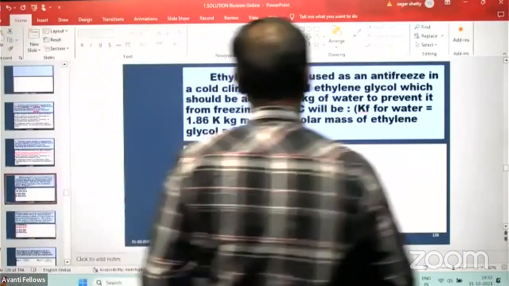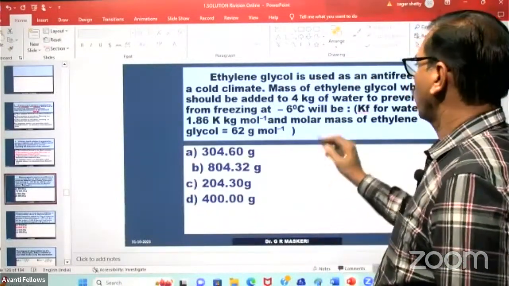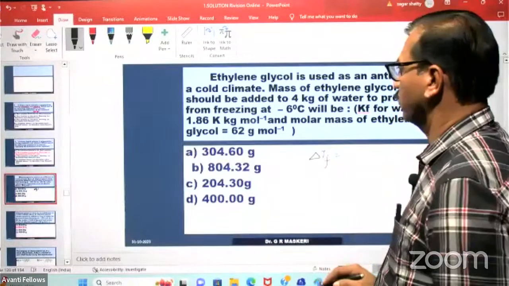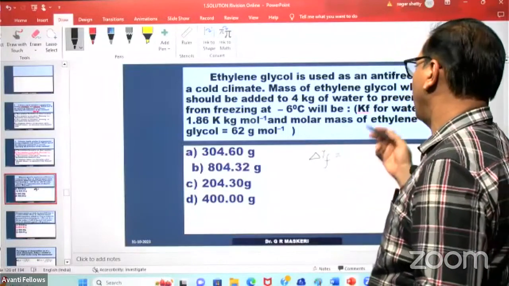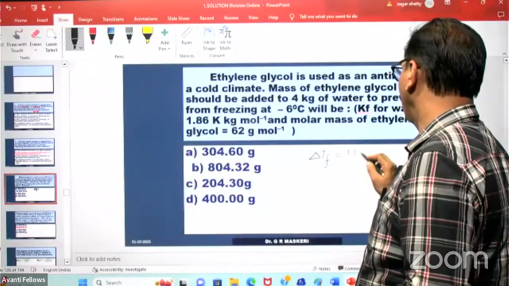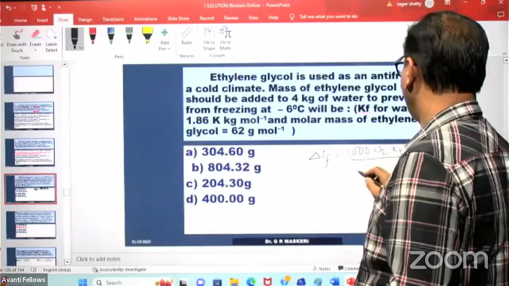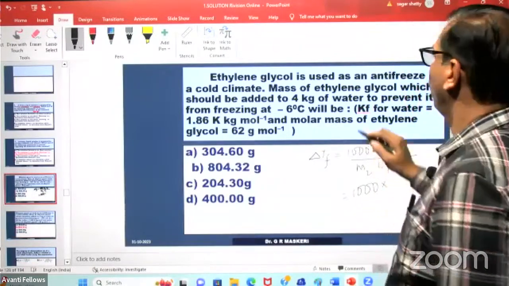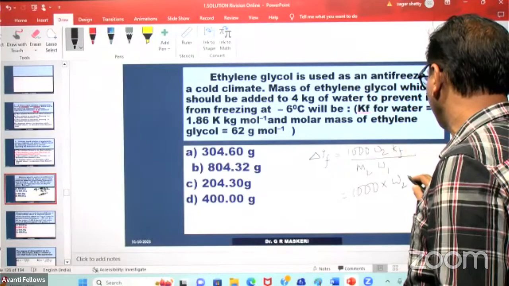So, ethylene glycol is used as an antifreeze in the cold climate. Mass of the ethylene glycol is being asked. So, this is delta Tf. Delta Tf is equal to i times 1000 W2 Kf by M2 W1. The i value is 1 only because ethylene glycol is not undergoing dissociation or association. So you have to do this calculation. Mass of the ethylene glycol which should be added, that means W2 you have to find out.